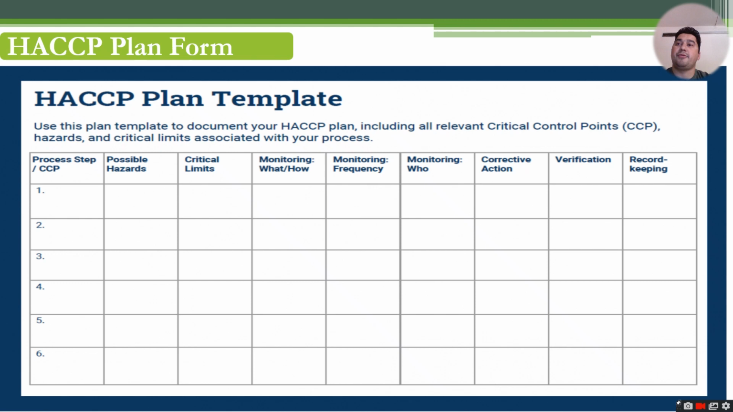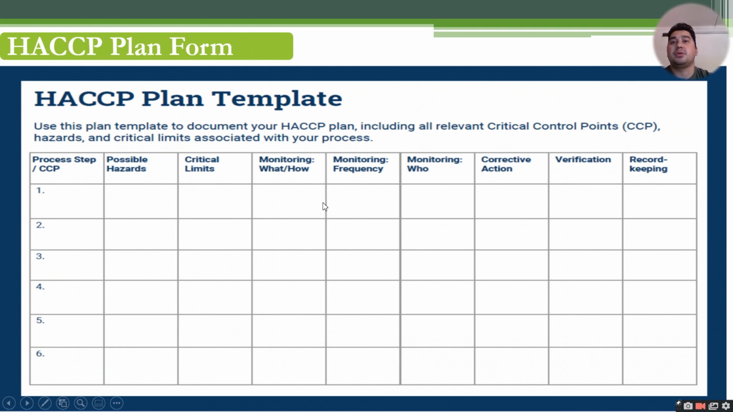Now, this is the HACCP plan form. This HACCP plan template, you have to use to make a HACCP plan. Now, the process steps or CCPs you have to identify here. Maybe your first process step is receiving. You have to identify the possible hazards. What are the possible hazards? Like chemical, biological, allergenic, and physical. What are the critical limits? For the temperature, you can say that all the cold food products that you will receive should be below 5 degrees Celsius. So your critical limit is below 5 degrees Celsius.